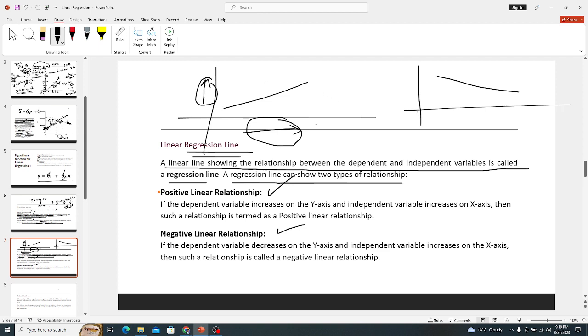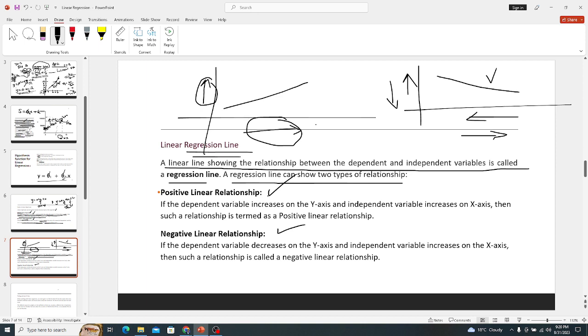All right, good. What about this one? Now in this case, when y is increasing, you'll find that x is decreasing. As x is increasing, y is decreasing. So now that shows the negative relationship.